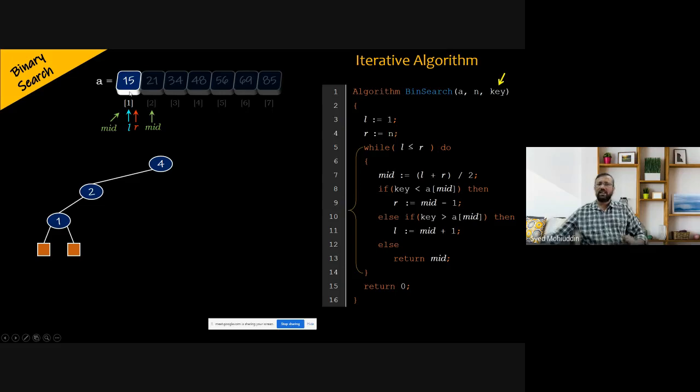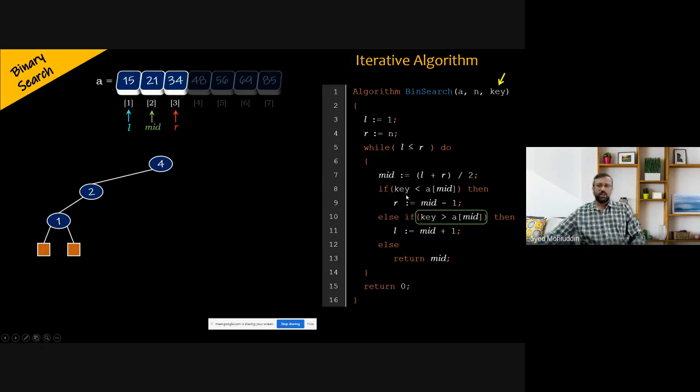Now 18 is greater than mid but less than 21 in this case, and mid is 1. So it has to be greater than 1 but less than mid index 2. So what is greater than 1, less than mid index 2? This node. So this node is again an external node, and if 18 is the element, we say it's not found. That is why we are trying to construct a tree of all the possible mid values that can be computed for this collection of elements. Now let us move forward.